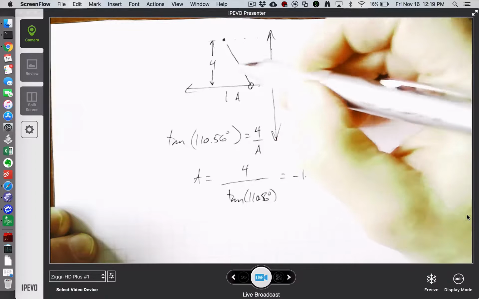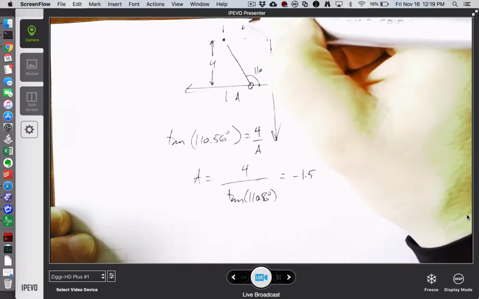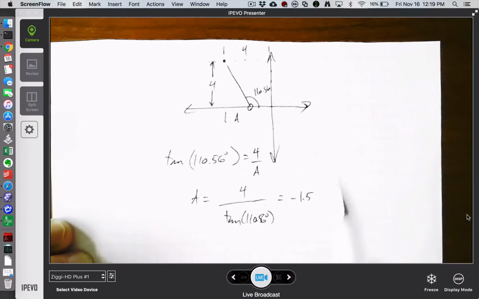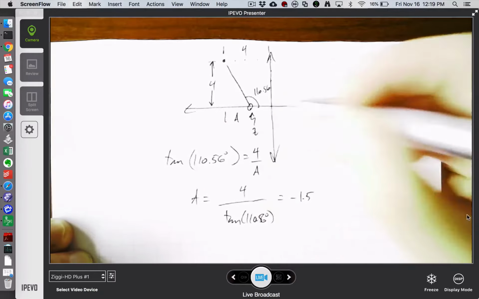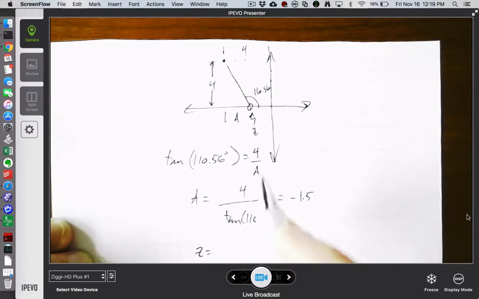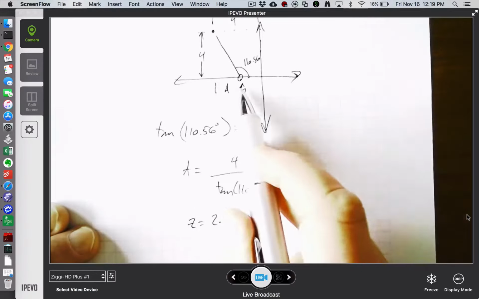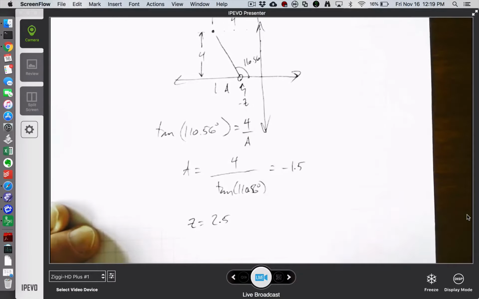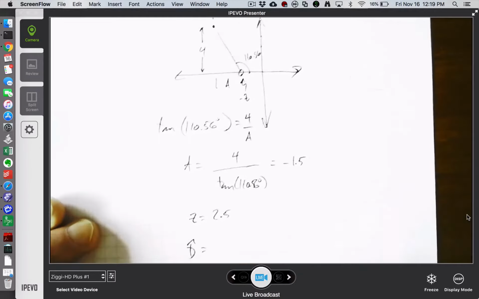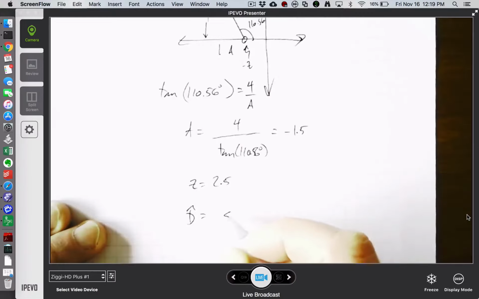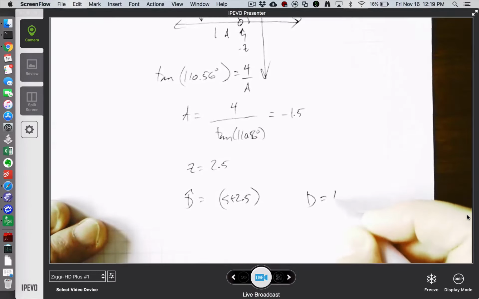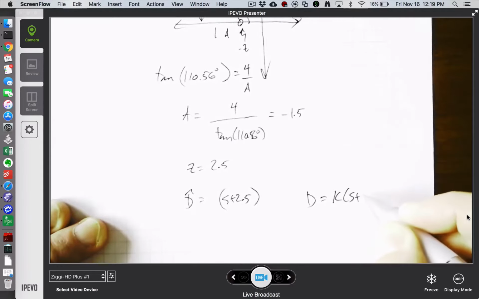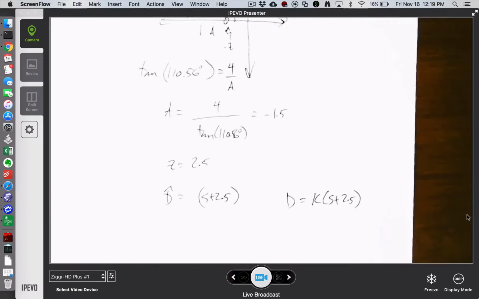So this 0 location, this is also 4, based on our desired polar location. So 4 minus 1.5, we're saying that Z here is 2.5. So that would be a negative Z, actually, sorry. So I'm saying that my D for my controller, D hat, would be S plus 2.5. And then my overall D would be some gain that I'll solve for later times S plus 2.5.